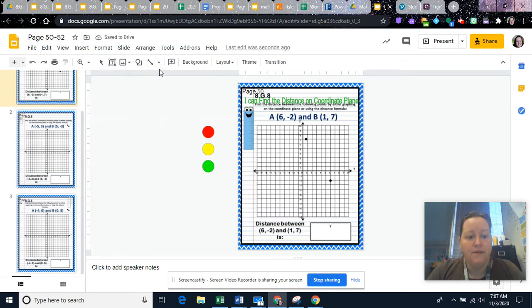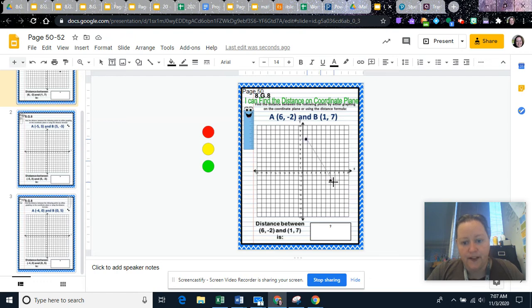If it helps, feel free to draw a line between those points so you can see what we're actually doing here. Oh, wow, hold on. I apparently didn't have the line in my... Okay. So you're going to draw a line between these two. And basically what you're trying to do is find how long that line is. How far away are these 2 points?